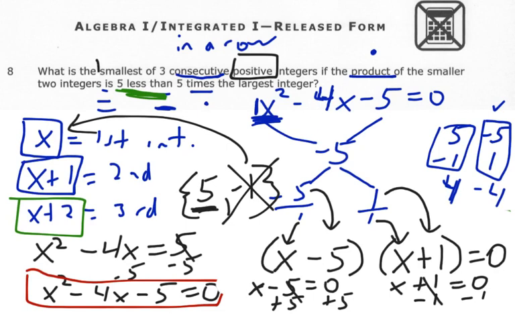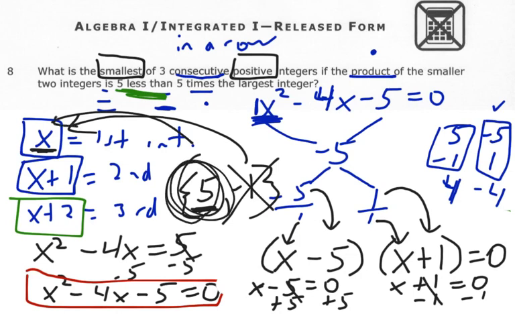Now be careful, the question says which is the smallest. Let's make sure that we're doing that right. The smallest is going to be x, so all we do is plug in 5 for x, so that is going to be our final answer, which is 5. However, if it said the largest, it would have been 7, and the middle number would have been 6. So just make sure that you're answering what the question is asking.